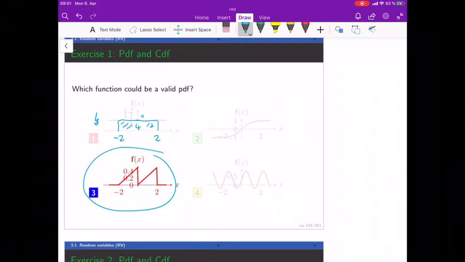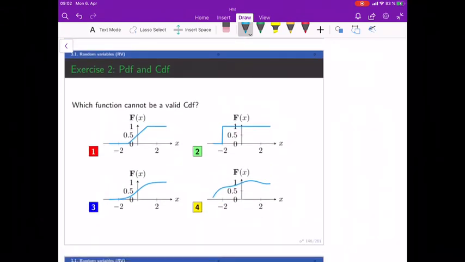What's the problem with number 2? Exactly, it's negative. Here's the axis. This is negative. Can't have negative probability density. It doesn't have any meaning. Same here, negative values not allowed. Good.